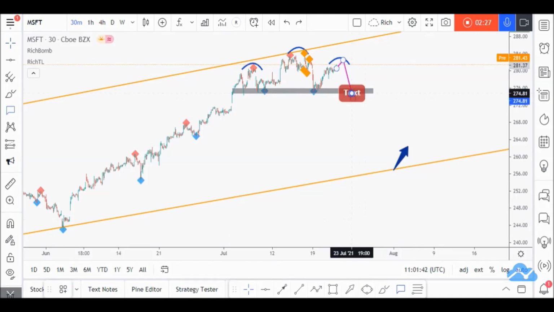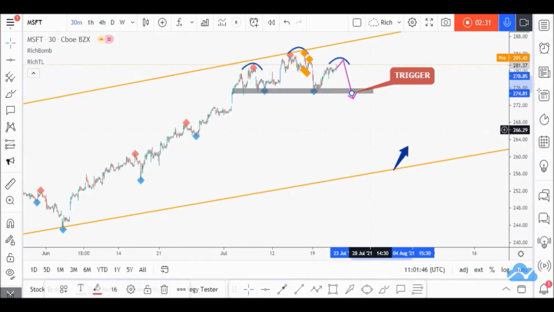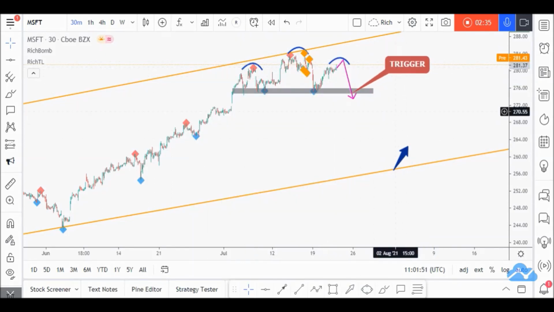So as usual, for those who know me, I highlight this one as our trigger, and we'll be looking for sell here, and as price approaches this area, we'll be looking for buy setups. That's it for Microsoft.